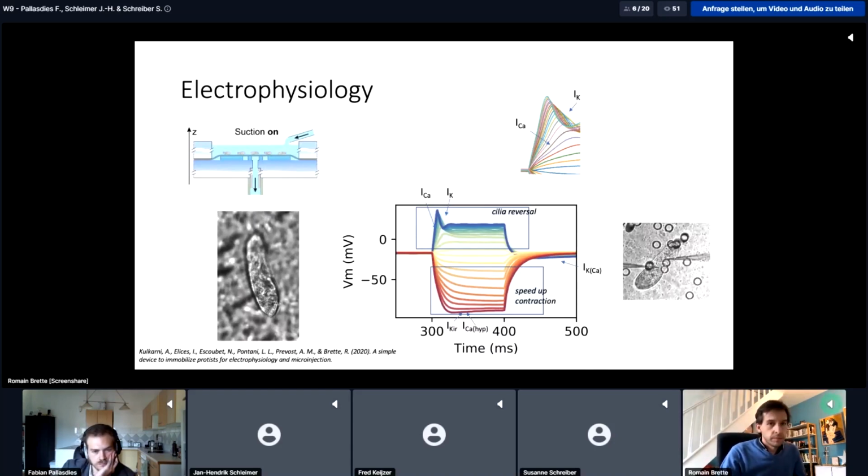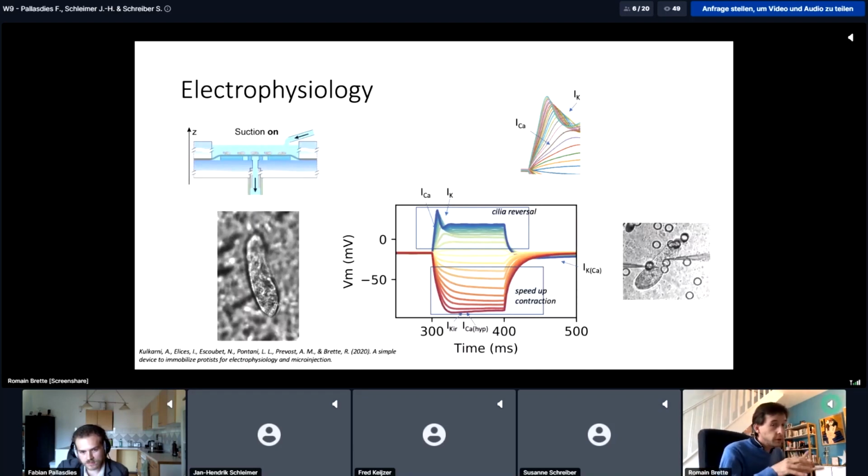In the hyperpolarized region, there are also some interesting things going on, but I won't have time to talk about it much. Basically, it controls the escape reaction, which is what happens when you touch the rear of Paramecium. And the cell speeds up, it contracts, things like that. Okay, now we're trying to basically build a Hodgkin-Huxley type model of the electrophysiology.